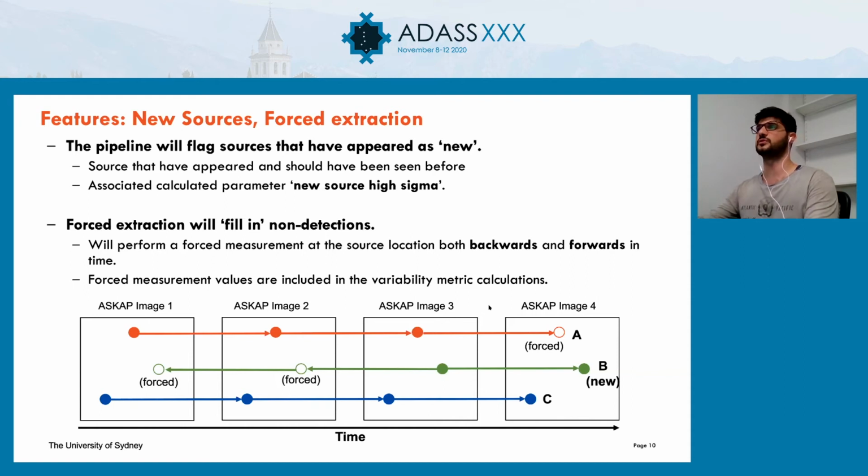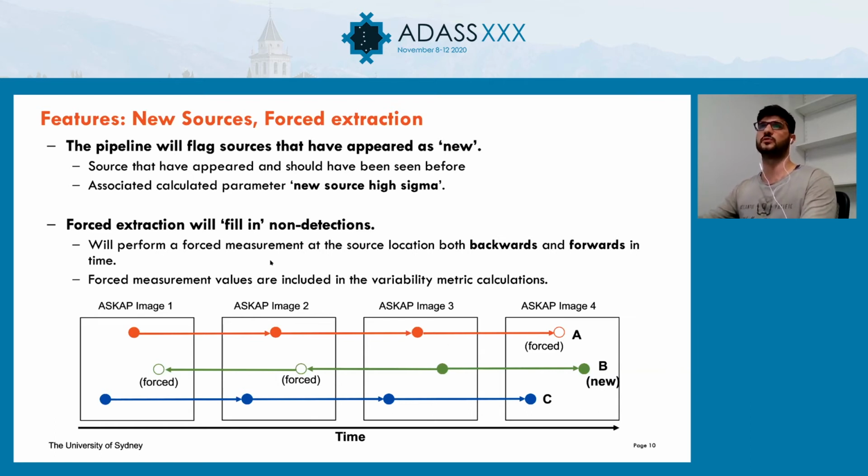As I said before, we have this feature called new sources. Essentially, for example, when we're processing 4 images, 1, 2, 3, 4, for source B in this example, we realize that B was not detected in images 1 and 2. So we force extract the measurement from those images, and then we flag it as new, and we use a sigma parameter just not to flag all those cases.